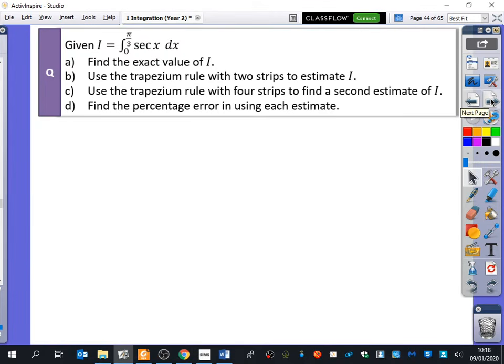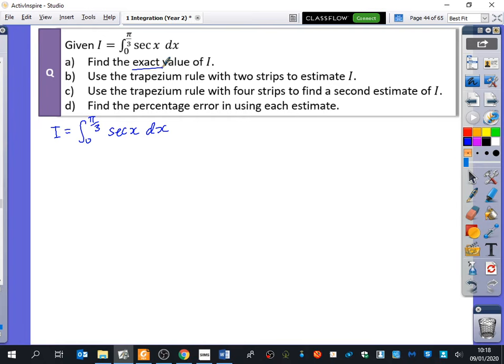Okay, so this is the classic way that they like to do these questions, and then you're going to do practice after I've done this one. They often use I to say what the integration is equal to. Given that I is equal to the integral from 0 to pi over 3 of sec x dx, we want to find the exact value of I.